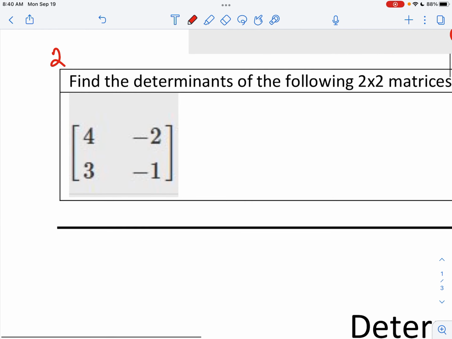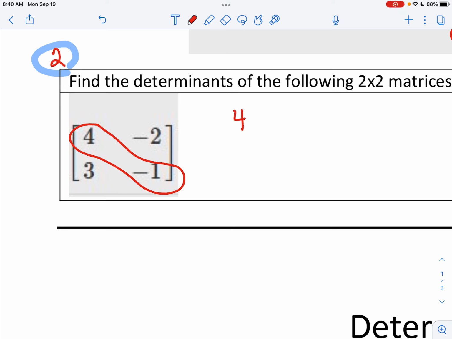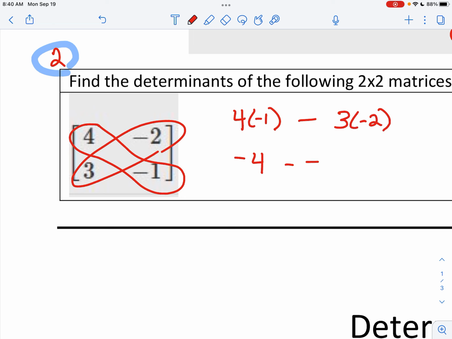All right, so we're going to find the determinant of this one, and I already looked up the answer. We better get 2. So we're going to start by doing 4 times negative 1, which is what? Negative 4. Excellent, Pablo. And then you're going to subtract, what is 3 times negative 2? Negative 6. Yes, fantastic. Star student. And we know that when you subtract a negative, it turns into a positive. And we end up with a what? 2. That's right. So that's how you do determinants of a 2x2.